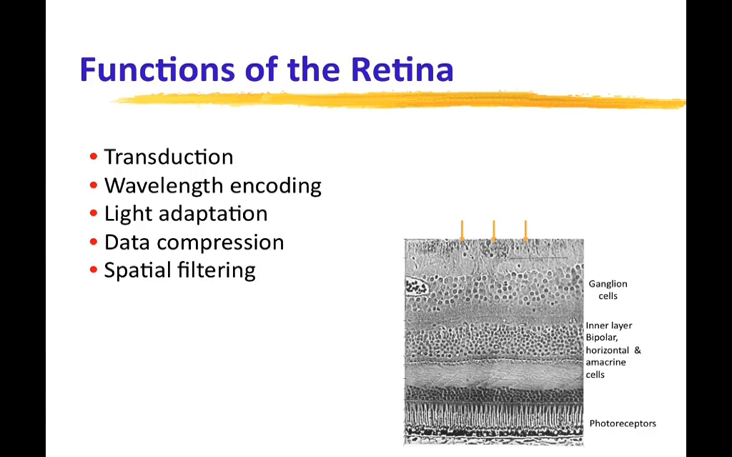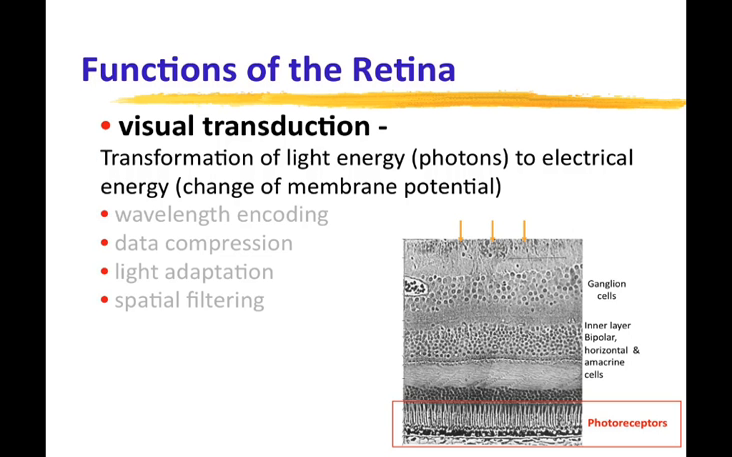So these 5 functions of the retina are transduction, which I'm going to explain, wavelength encoding, light adaptation, data compression, and spatial filtering. If this sounds complicated, everything is going to become clear as we go through the lecture. So I'm going to start with this concept of transduction.